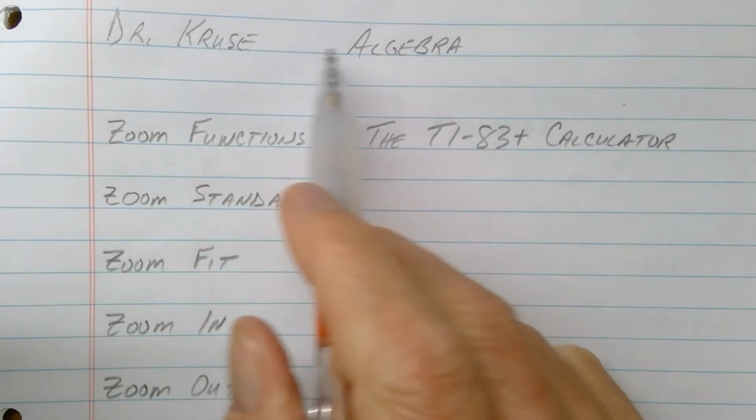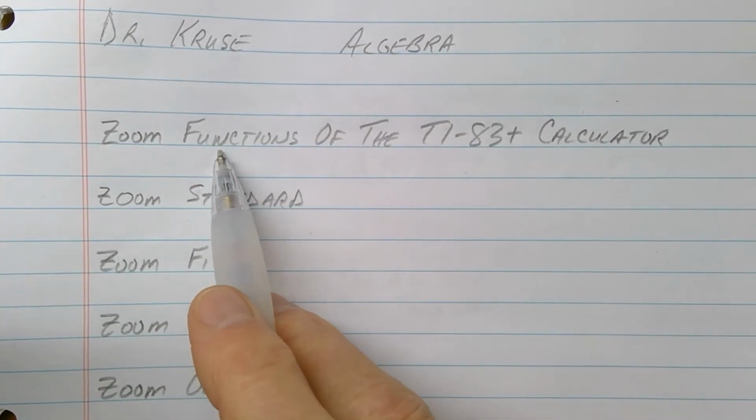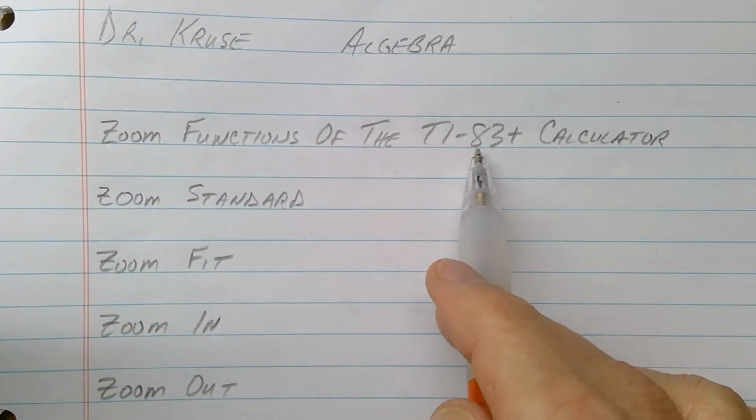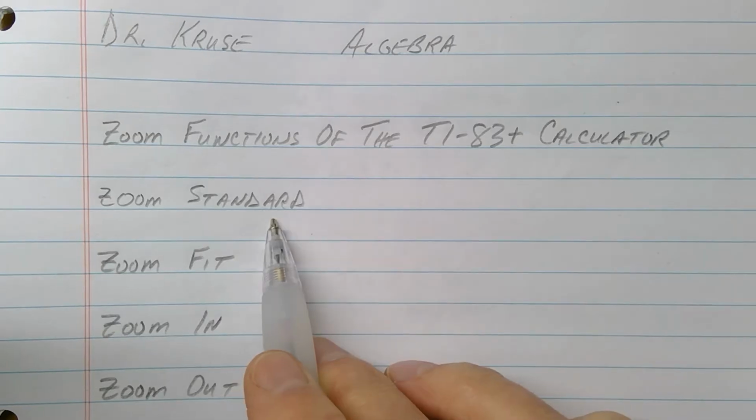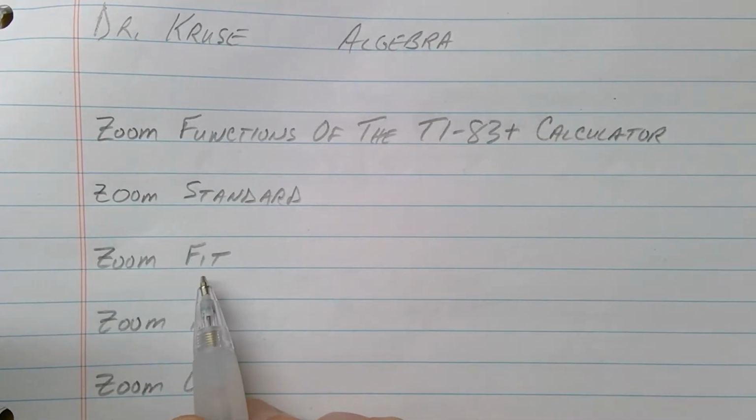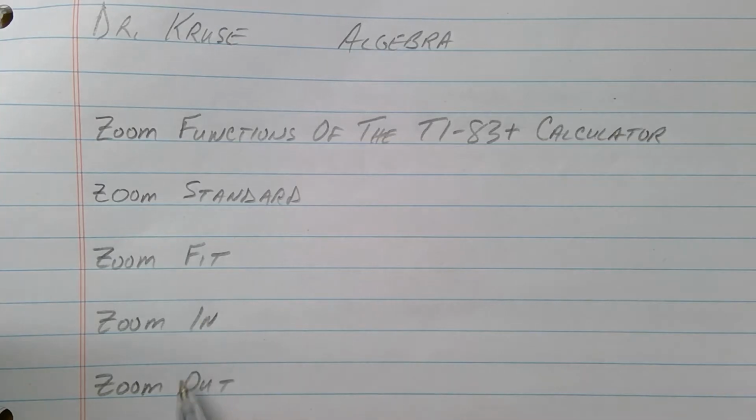Hi guys, Dr. Kruse. This is algebra class, and I'm going to show you some basic zoom functions on the TI-83 or 84 calculator, such as zoom standard, which does a standard 10 by 10 window, or zoom fit, where you give it the x's and it will stretch the graph vertically to fill the window. And then I'll show you how to zoom in and zoom out.